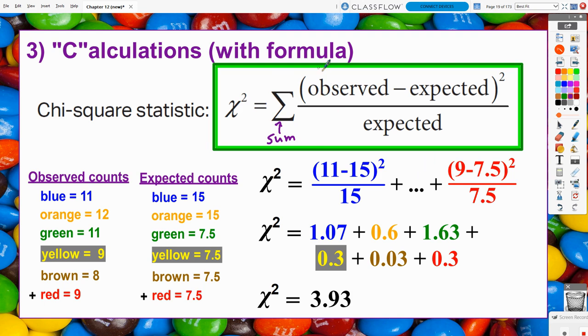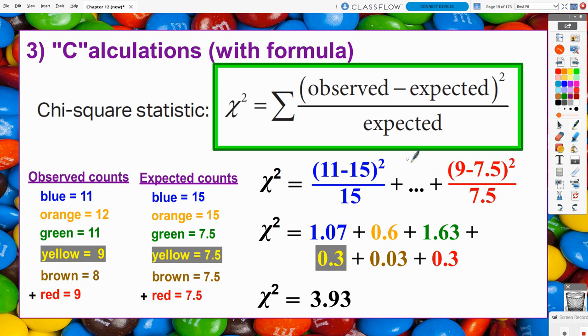What are we going to sum up? We are going to take the observed values minus the expected values, square that difference, and then divide it by the expected value. Now, here's the nice part. We already figured out what the observed counts were, because that was what happened when we opened up the bag of M&Ms, so we have to be given that data. The expected counts, we mathematically determined. All we have to do now is use this formula for each color of M&M.